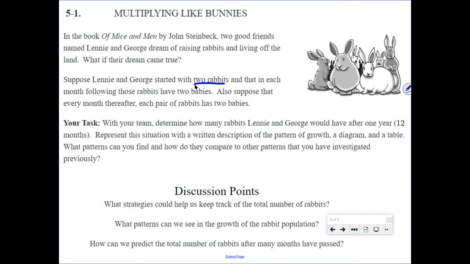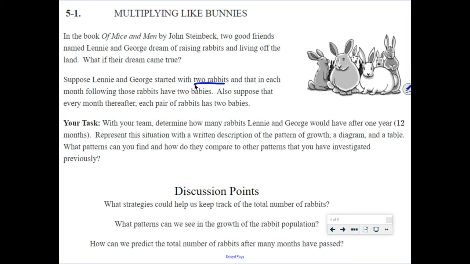With your team, actually on your own, determine how many rabbits Lenny and George would have after 1 year, 12 months. Represent the situation with a written description of the pattern of growth, a diagram, and a table. What patterns can you find and how do they compare to the other patterns that you have investigated previously? Okay? And here's some things to keep in mind. What strategies could help us track the total number of rabbits? What patterns can we see in the growth of the rabbit population? And how can we predict the total number of rabbits after many months have passed?